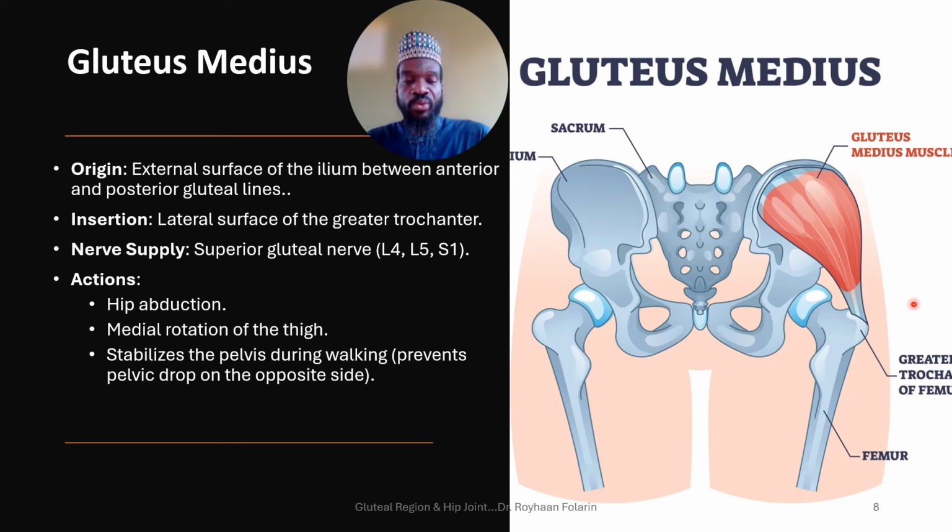And it also helps with medial rotation of the thigh, which is the head of the femur turning anteriorly, such that the greater trochanter rotates more anteriorly. It also contributes generally in stabilizing the pelvis, particularly while walking, by preventing what we call pelvic drop on the opposite side, which is otherwise known as the Trendelenburg sign, which we'll come to in a moment. It's innervated by the superior gluteal nerve, while the previous muscle we discussed, which is the gluteus maximus, is innervated by the inferior gluteal nerve.